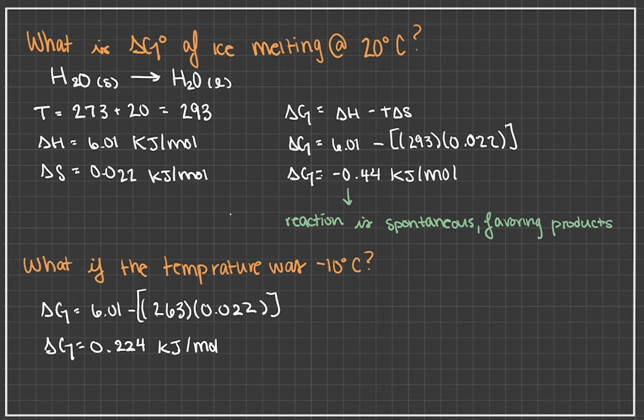After we complete our equation, we see that delta G is positive this time. It equals 0.224 kilojoules per mole. This means that our reaction is non-spontaneous. The products are not favored. It is our reactants that are favored. So this means that energy is actually a reactant. It is not a product. So this reaction is non-spontaneous.